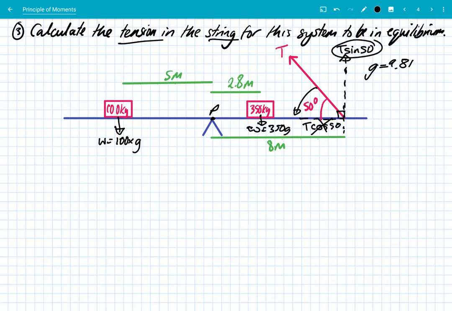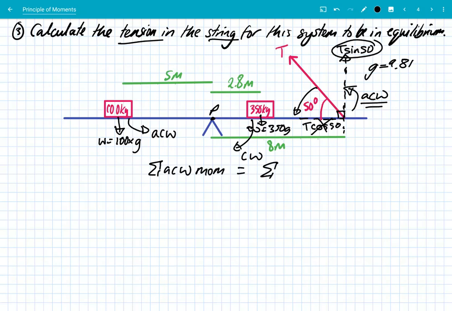Now that we've labeled all of our forces and we've resolved this tension into vertical and horizontal components, we need to consider which are going to be clockwise and which are going to be anti-clockwise moments. On this side, this is going to be anti-clockwise. This weight is going to be a clockwise moment. And this vertical component of the tension is going to cause it to rotate in the anti-clockwise direction. So it's really important we label them. Next, we write the principle of moments. Sum of ACW moments, anti-clockwise moments, is equal to the sum of the clockwise moments.